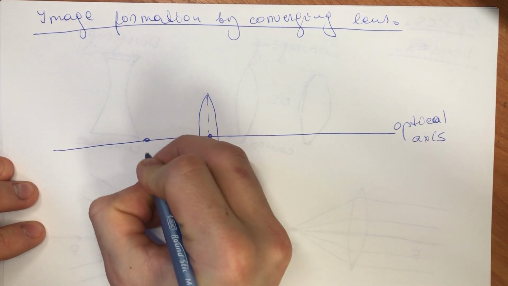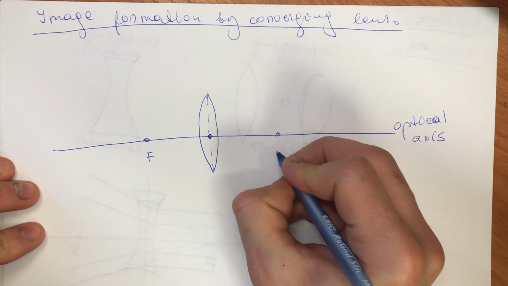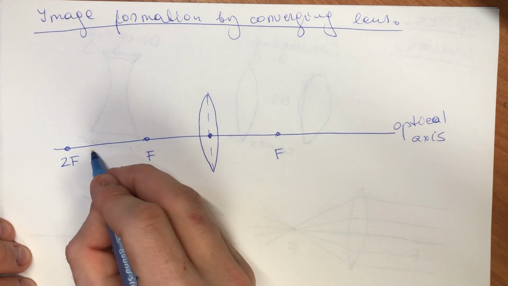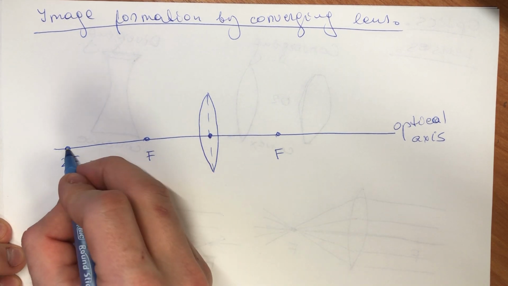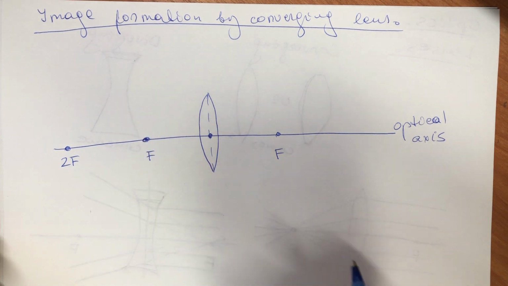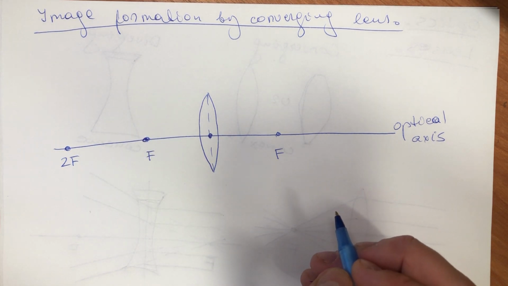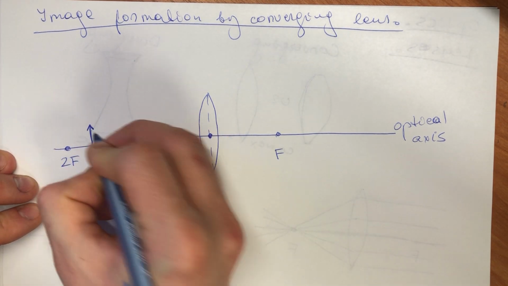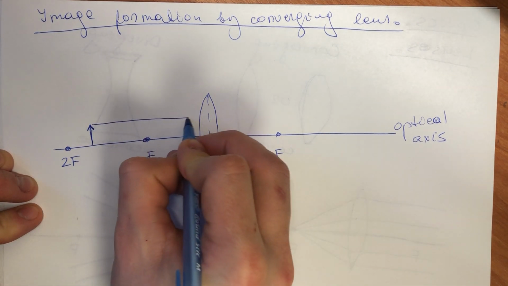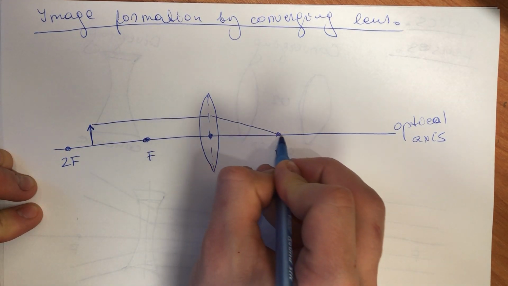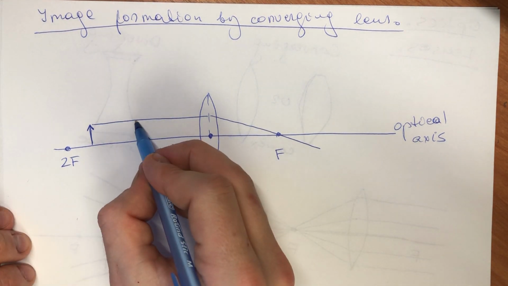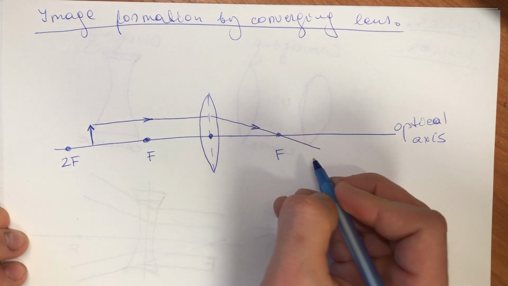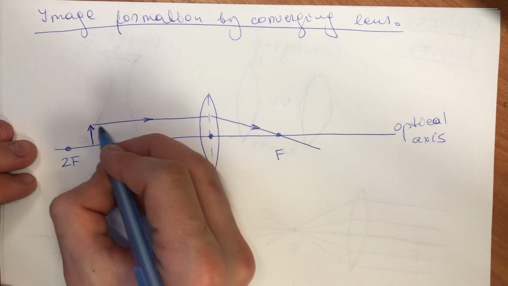So if we have the focal point on the left and on the right, and the focal distance is f, this distance is twice this distance, 2f. And we put the object somewhere here between f and 2f. Then the light ray that goes through here is bent and goes through here. The light ray that is parallel with the optical axis is bent and goes through the focal point on the right.